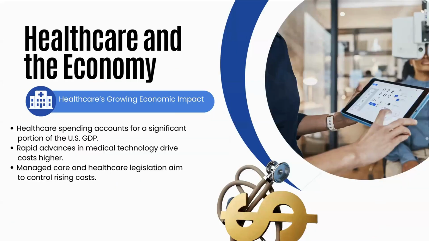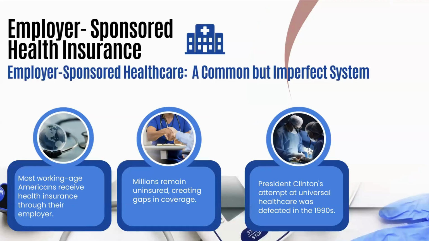As medical technology advanced and public insurance programs expanded, healthcare took up an increased share of the U.S. economy. Managed care arrangements and healthcare policies attempt to contain costs, but expenses continue to rise. Most Americans depend on employer-sponsored insurance, but the system leaves many uninsured, particularly those who are unemployed or in low-wage jobs without benefits. In the 1990s, President Clinton proposed universal health care coverage, but political opposition prevented it from becoming law.